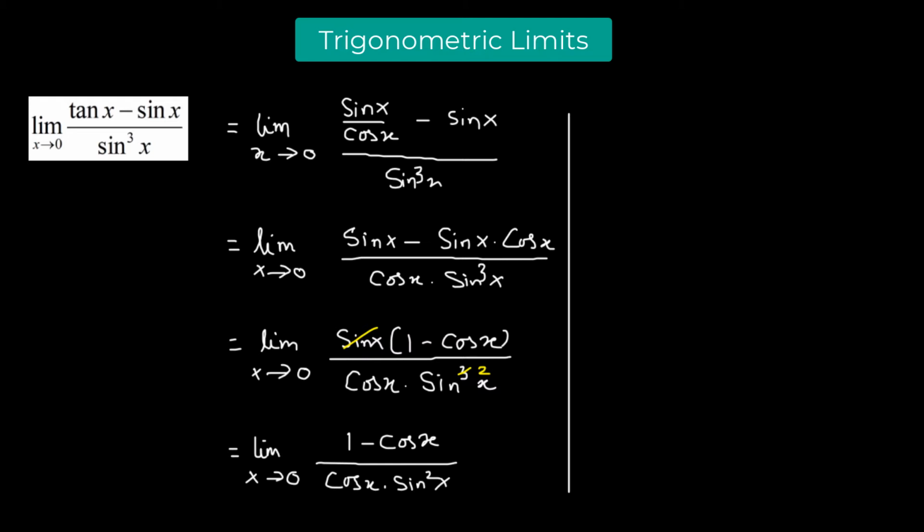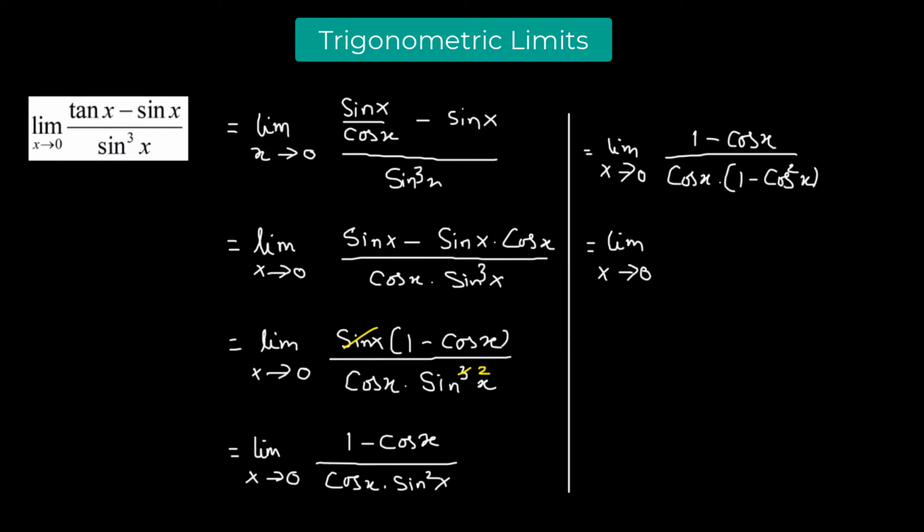broken down. We have the limit x going to 0, 1 minus cos x in the numerator divided by cos x times sin squared x, and sin squared x can be rewritten as 1 minus cos squared x. That's because we have the identity 1 equals sin squared x plus cos squared x. So that gives us the limit x tending to 0 of 1 minus cos x divided by cos x.